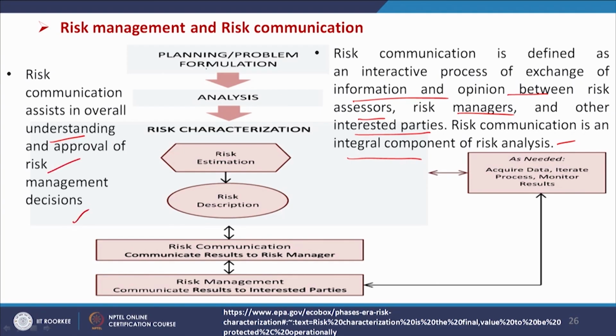So, this is the total flow diagram we see: planning, problem formulation, analysis, risk characterization. So, risk estimation, risk descriptions and risk communication, and then risk management. For this we need to acquire data, iterate processes and monitor results. So, these are the processes for risk management.